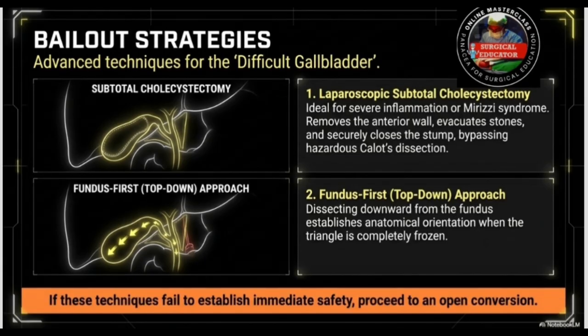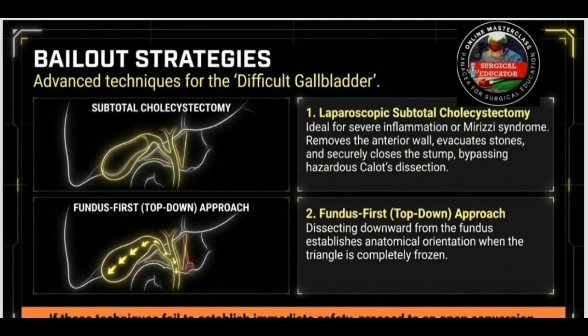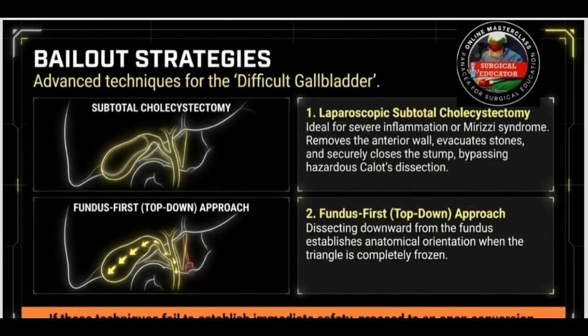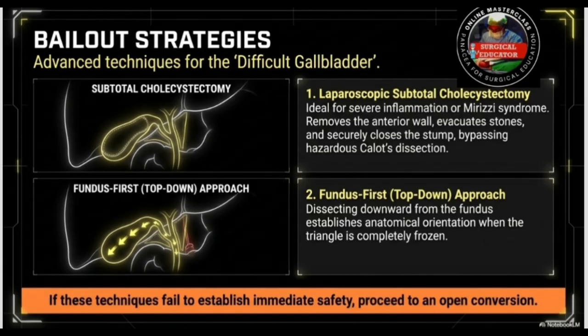But the slide concludes with a massive ultimatum. If these techniques fail to establish immediate safety, proceed to an open conversion. These aren't excuses for heroics. They are alternate routes. But if those routes are also blocked, the algorithm demands you take the open conversion exit ramp. It's the ultimate safety net.